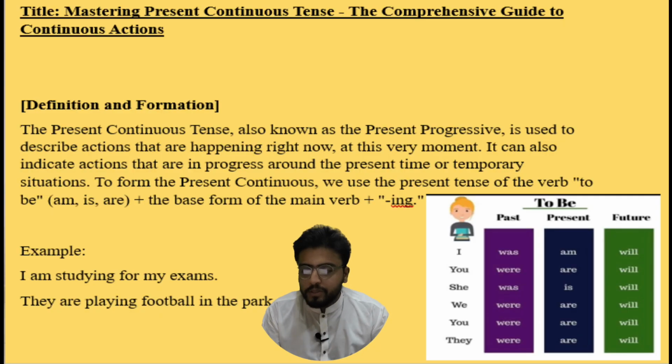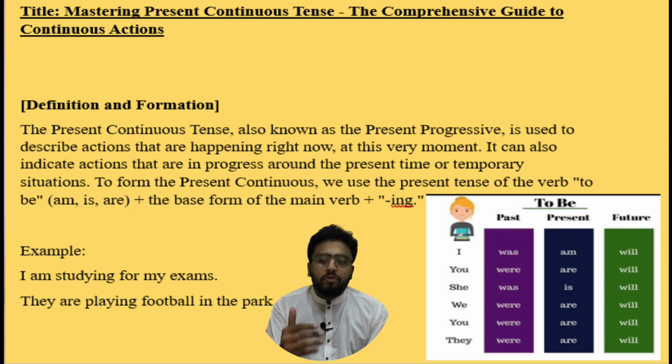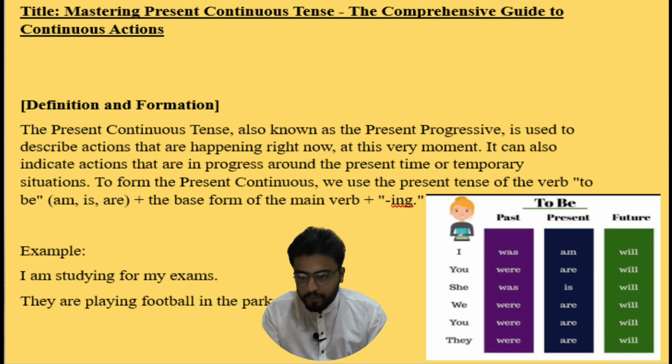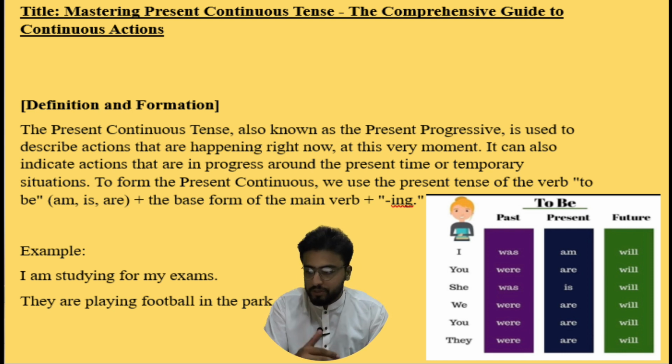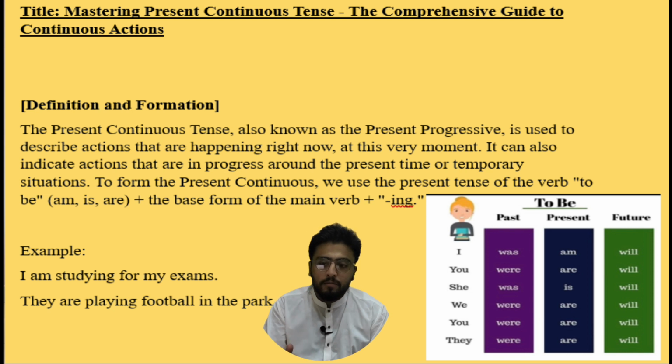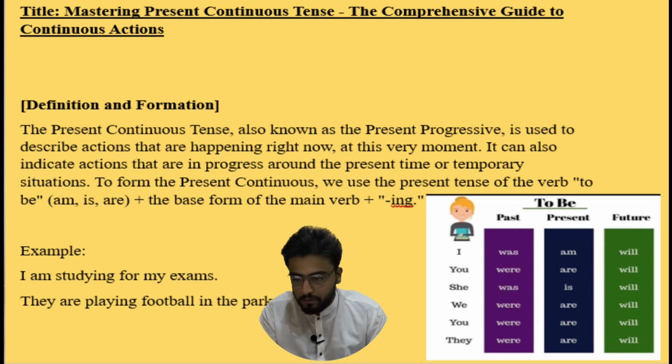The present continuous tense is also known as present progressive tense, and it is used to describe actions that are happening right now. It is used to describe the actions that are happening right now at this very moment. It can also include actions that are in progress around the present time or temporary situations.